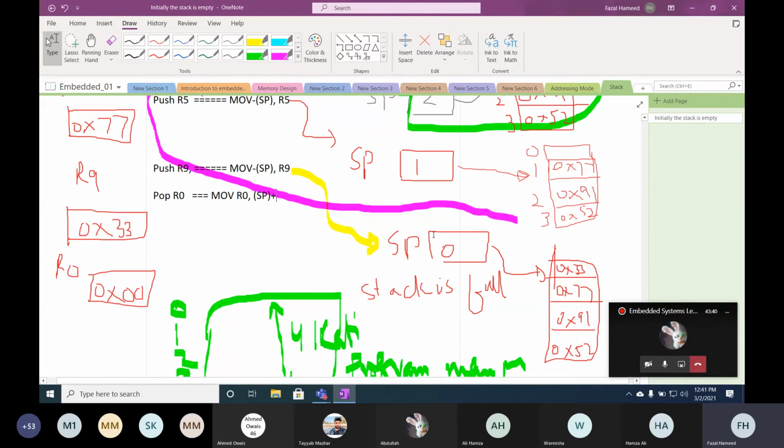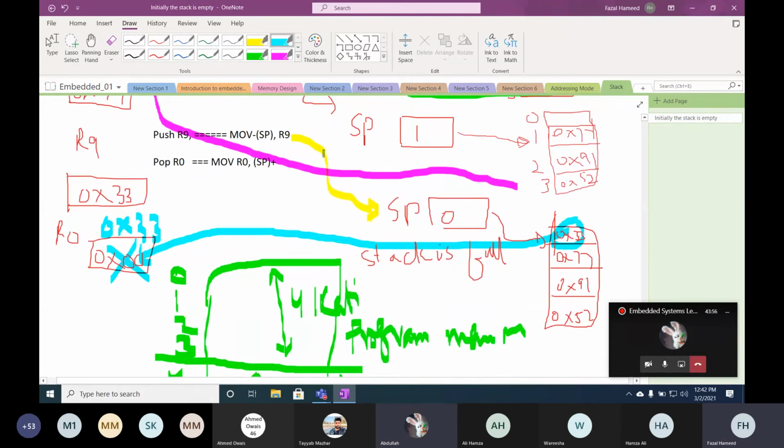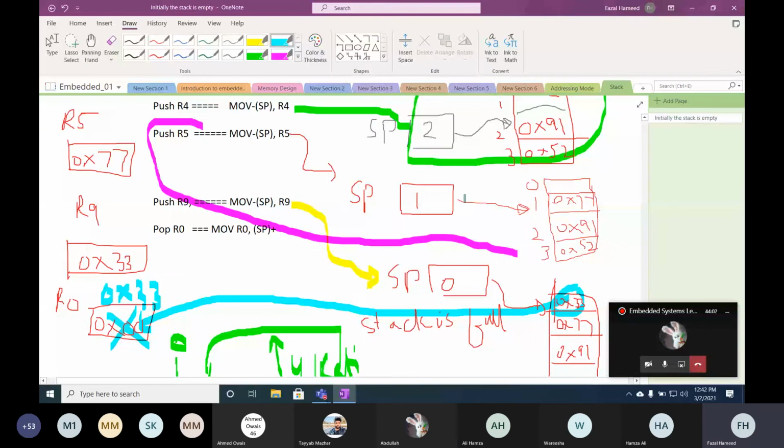So actually in the post increment, first the value that is pointed out by the stack pointer will be moved into register R0, and the new value of R0 will be 0x33. And after this, SP will now point to this location. And this value 0x33 will stay in the memory, but now the stack pointer is pointing to 0x77. Did you not understand?